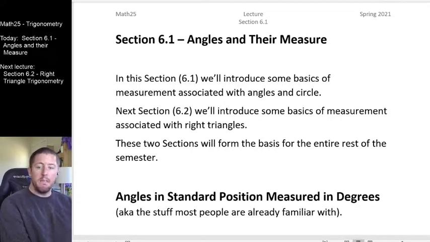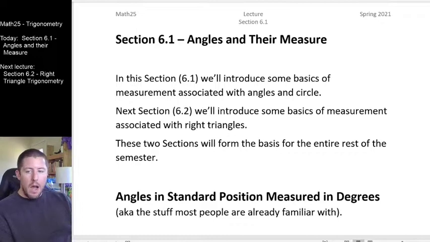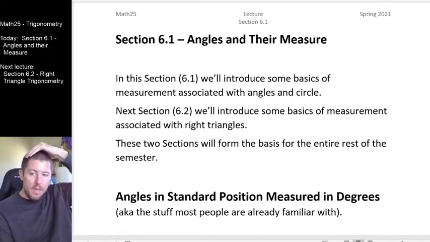So today I'll be making a video covering section 6.1. Tomorrow, Friday, I'll be making a video covering section 6.2, so that these are available for you in our first week of class. So in general, this will be more or less the format of my videos here.